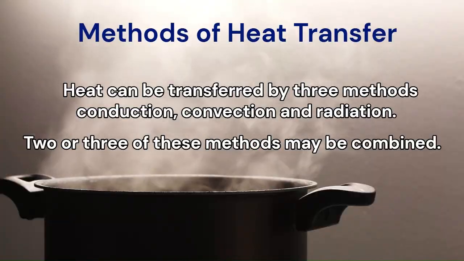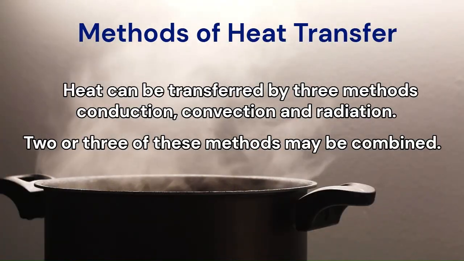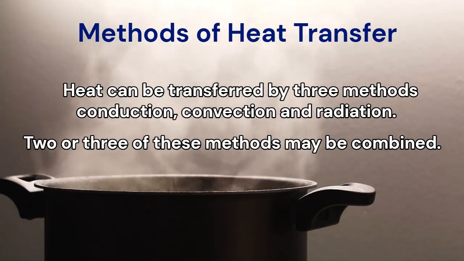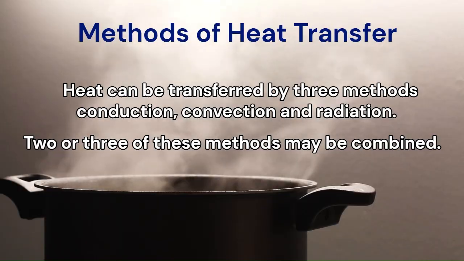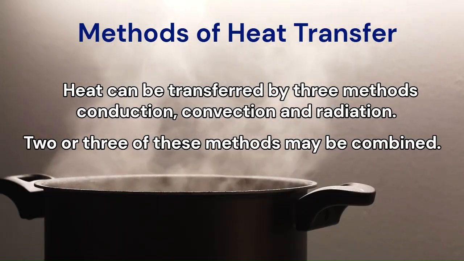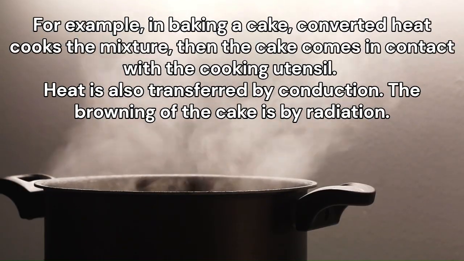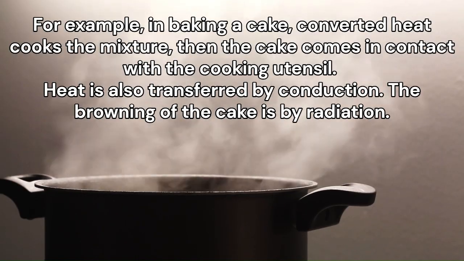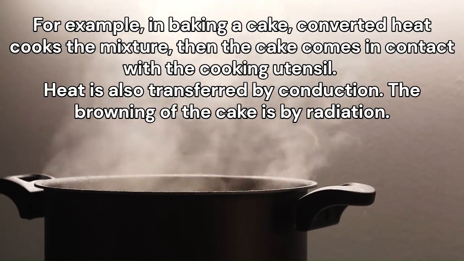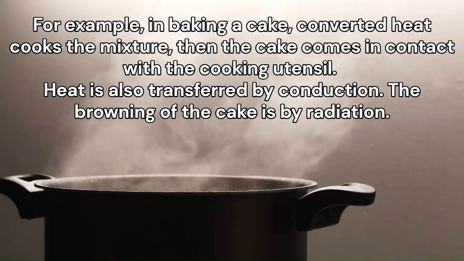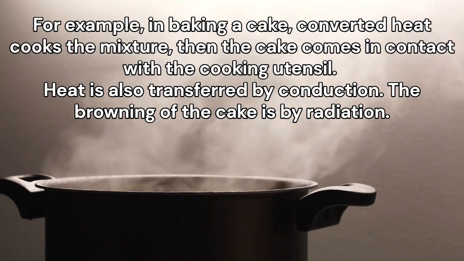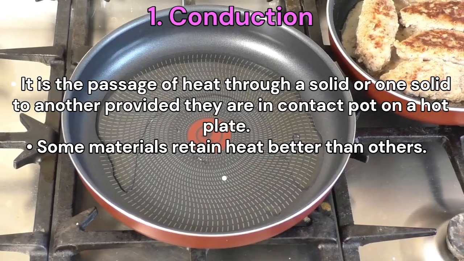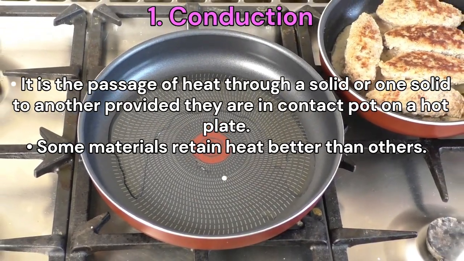Today we will see about cooking methods. Methods of heat transfer. Heat can be transferred by three methods: conduction, convection, and radiation. Two or three of these methods may be combined. For example, in baking a cake, convected heat cooks the mixture. Then the cake comes in contact with the cooking utensil. Heat is also transferred by conduction. The browning of the cake is by radiation.